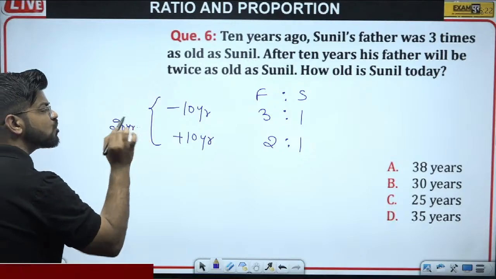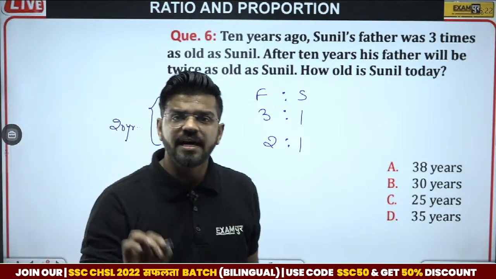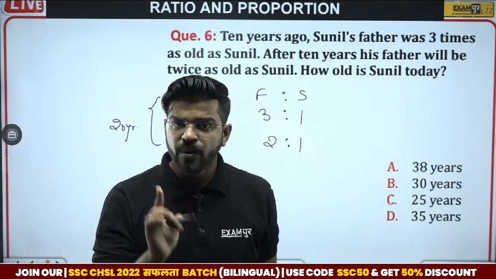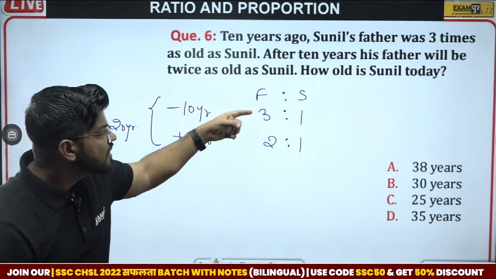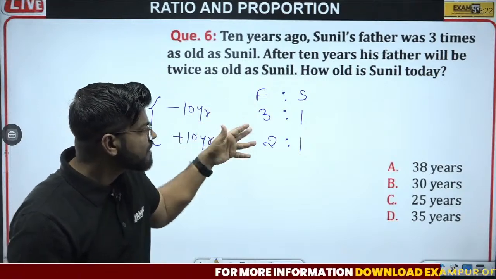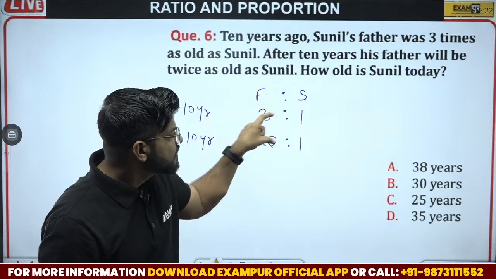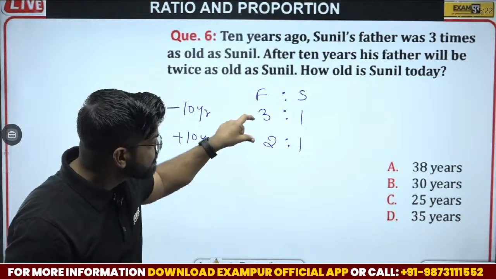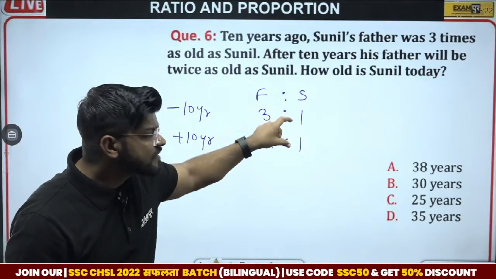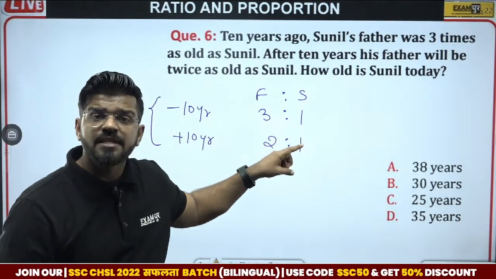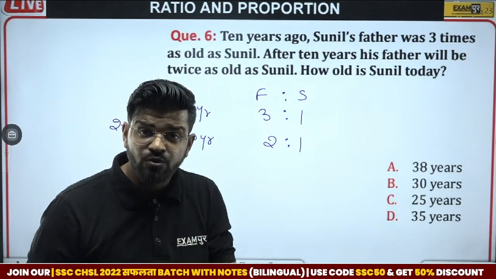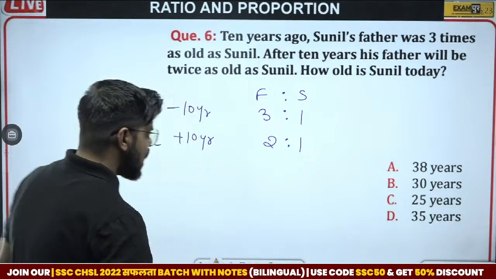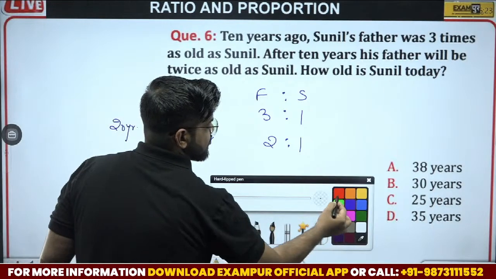That means both Sunil and his father grew up by 20 years, from this ratio to this ratio. Whatever the difference between these points, it should be the same here. But here the difference is 1 and here the difference is 0. That means the ratio difference is not correct. So for that we have to correct the ratio difference. How do we correct it? Let's see.